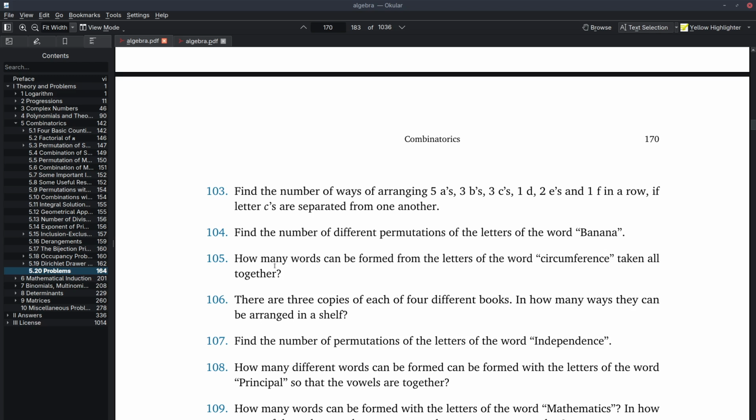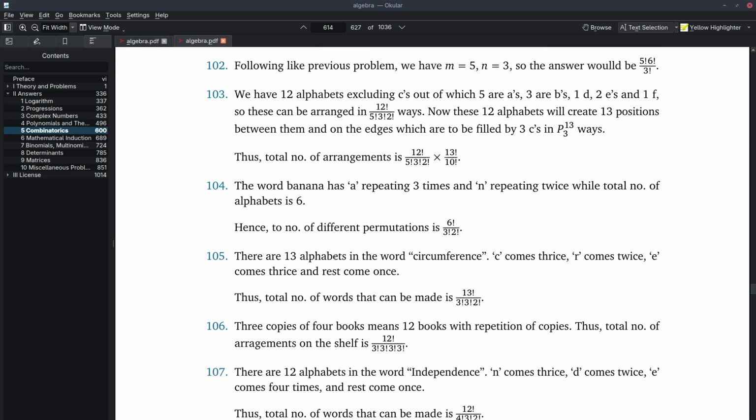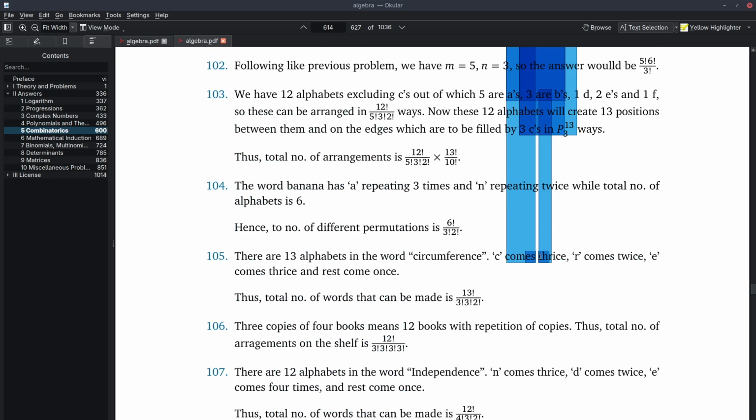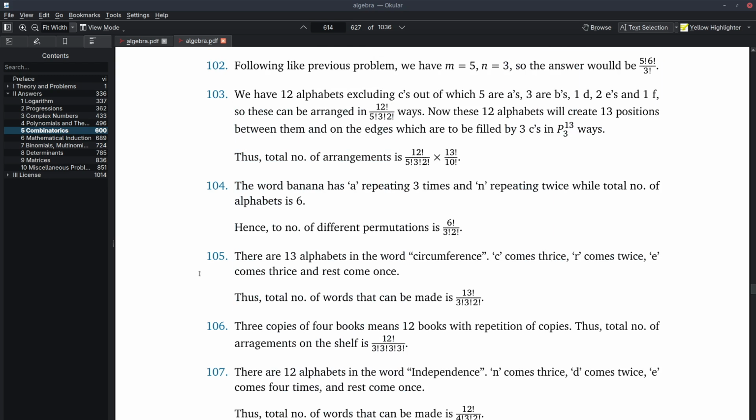Question 105 says, how many words can be formed from the letters of the word circumference taken all together? There are 13 letters in the word circumference. C comes thrice, R comes twice, E comes thrice, and the rest come once. The total number of words that can be made is 13 factorial over 3 factorial multiplied by 3 factorial multiplied by 2 factorial.